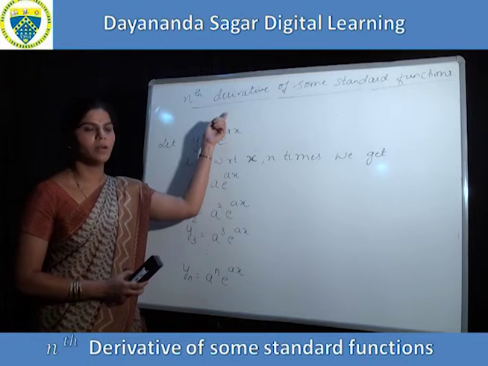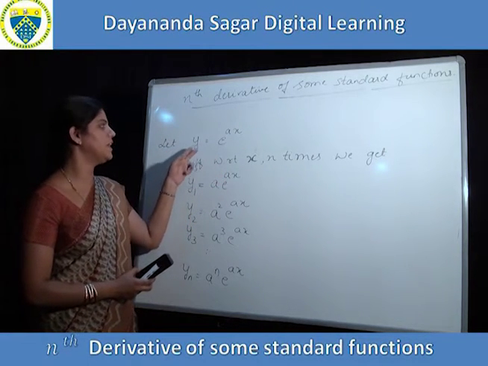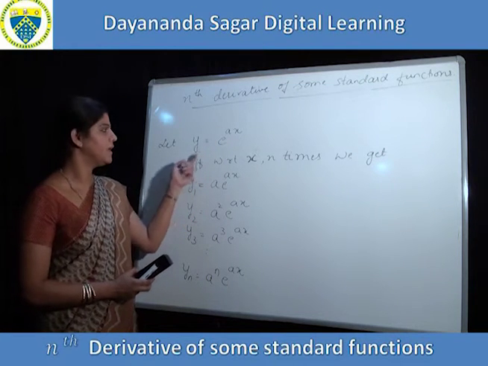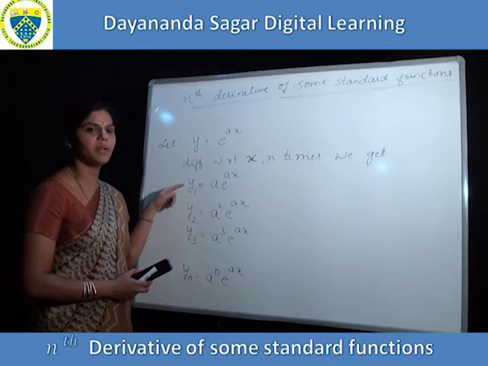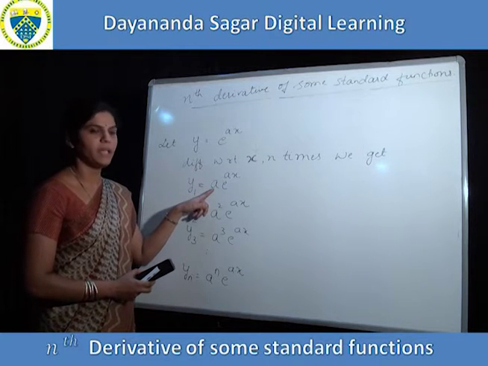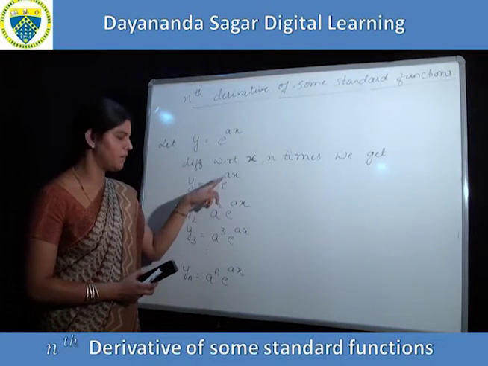Let us discuss the nth order derivative of some standard functions. So let us consider a standard function y equal to e power ax. When we differentiate it once with respect to x, we get y1 which is equal to a into e power ax. So you all know that the derivative of e power ax is a into e power ax.